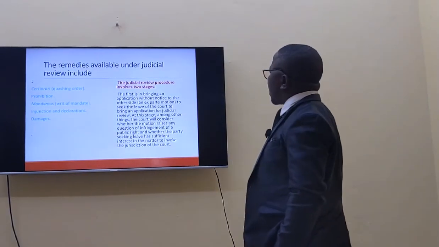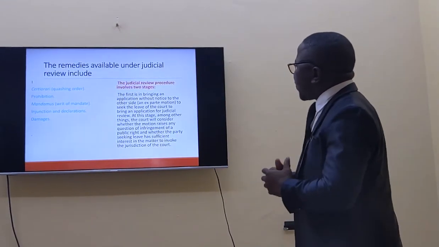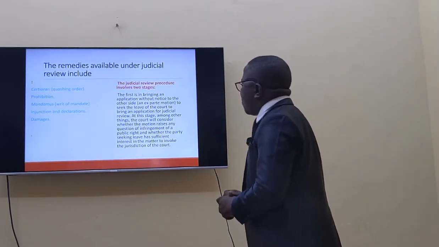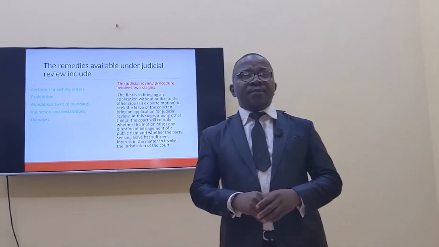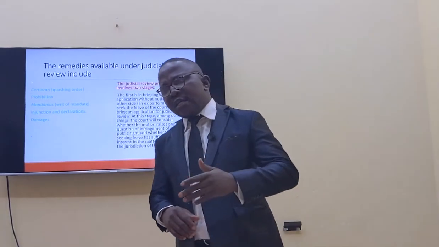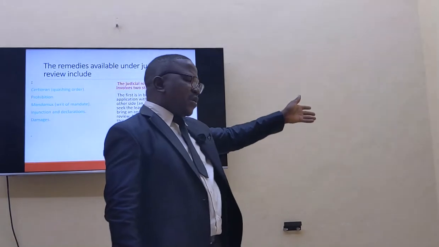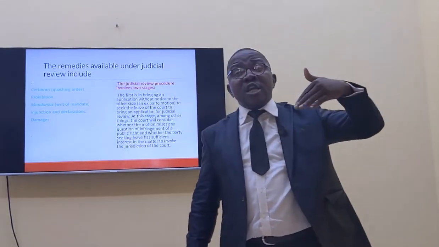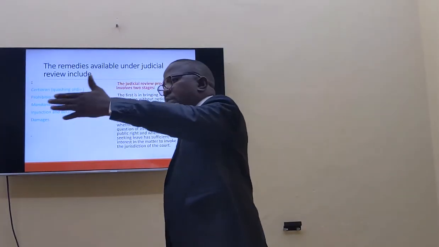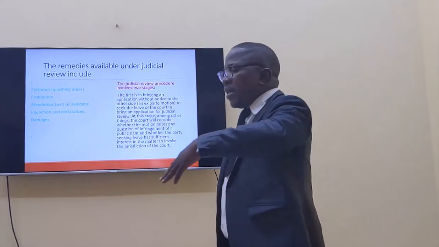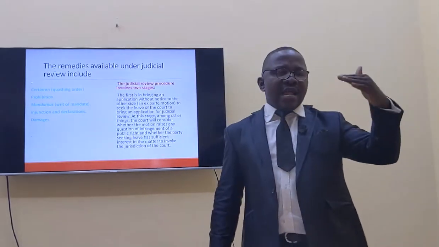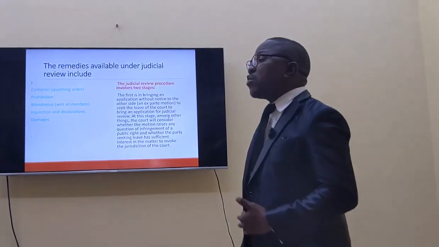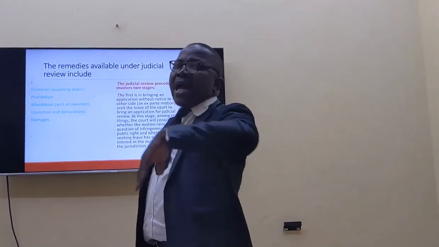The judicial review procedure involves two stages. The first is bringing an application without notice to the other side, an ex parte motion. I've said it before, like the one that happened recently, the issue of the removal of the PDP chairman. When an ex parte order is given, it comes as a result of the urgency of a particular matter. Probably, if not given, a greater damage will occur. So such orders are sought from the court without the other party knowing about it.